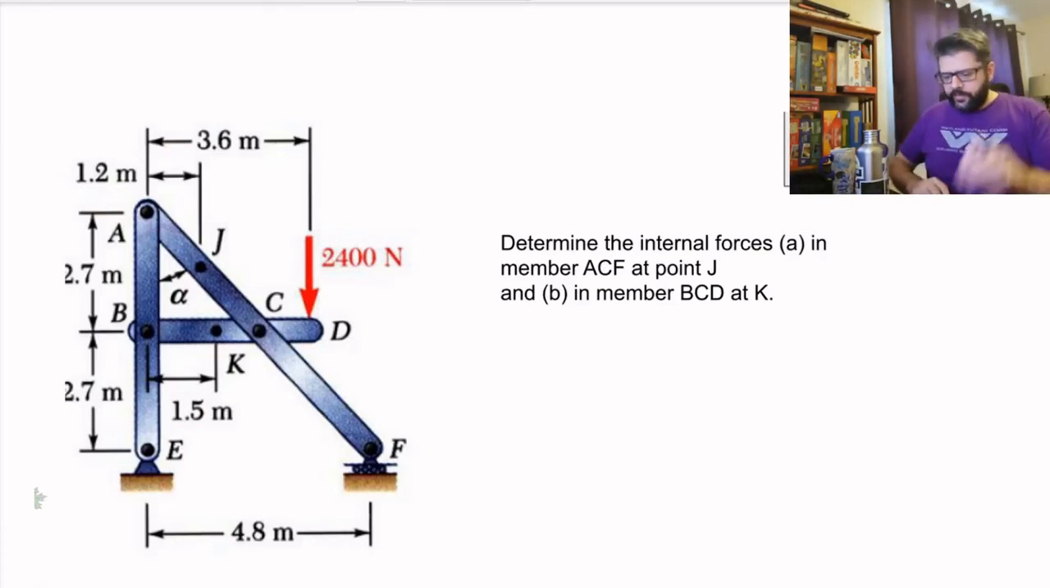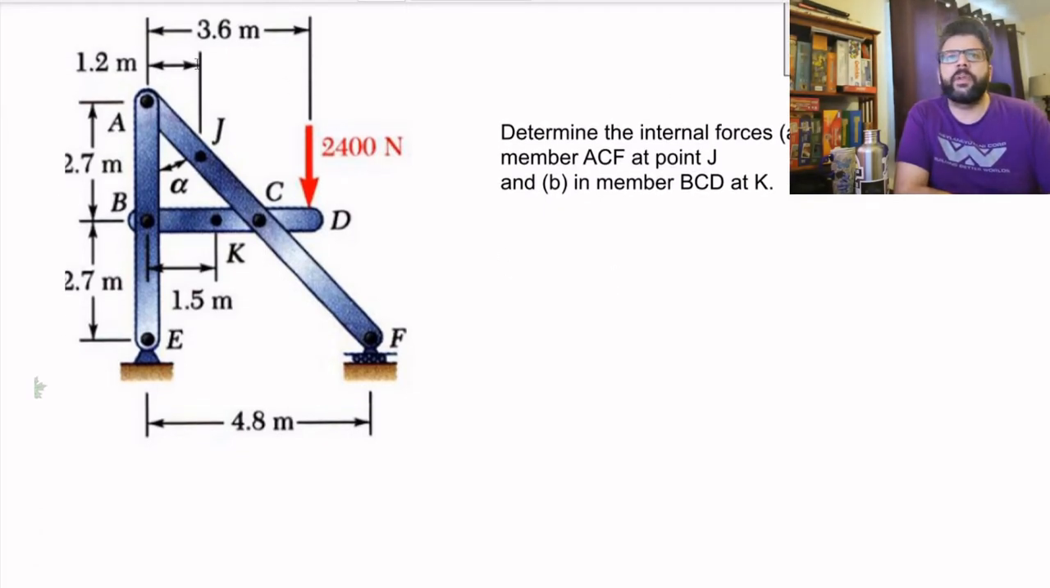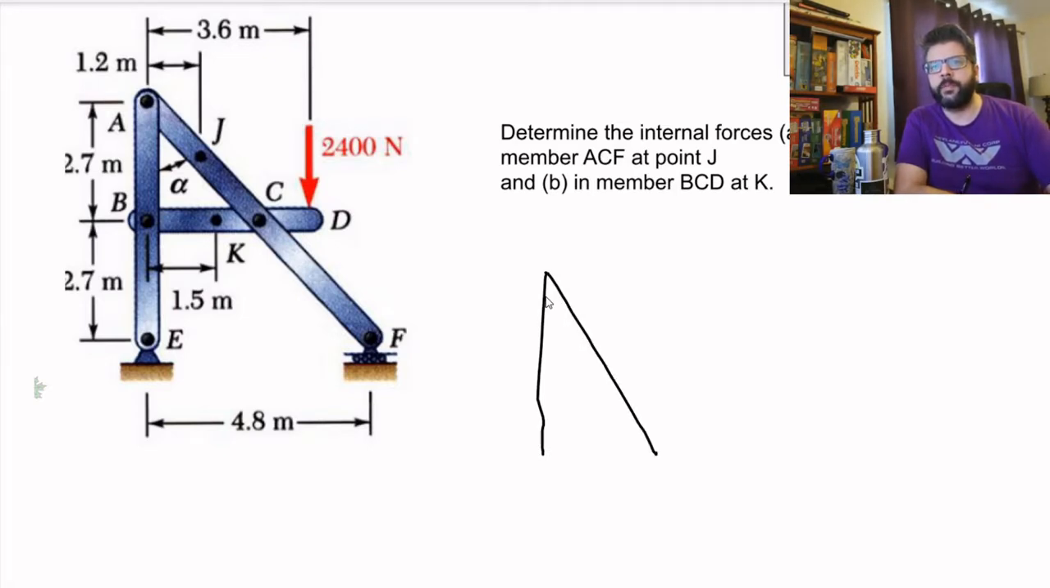Okay, so let's go through this example. Unlike the previous example, we're not dealing with just axial forces in internal forces in these members. So the first place to start, we are going to need to figure out what the reactions are here. So we'll just draw ourselves a quick free body diagram of the overall structure.